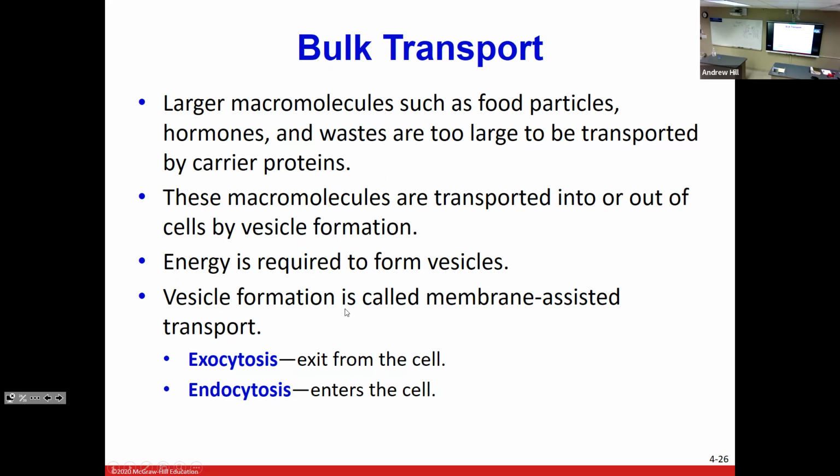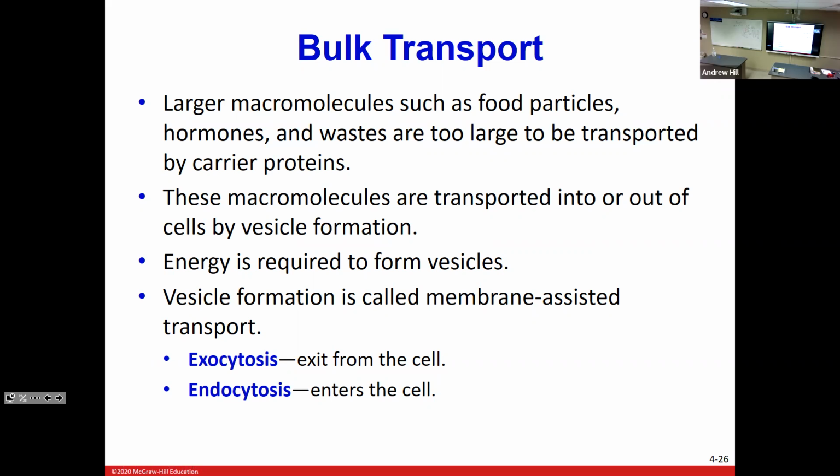And there are going to be 2 types of vesicles that are formed that do this membrane-assisted transport. There's exocytosis. Exo sounds a lot like exit, right? So it's going to help these substances exit from the cell. And we're going to have endocytosis. Endo means in, so it's going to bring things into the cell. Endo means in, cyto means cell, and osis is a process. So it's the process of bringing things into the cell, and the opposite for exocytosis.